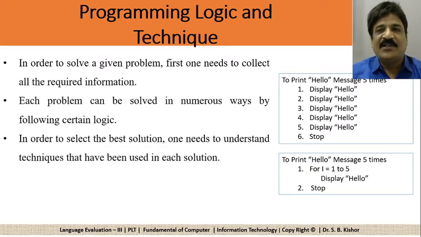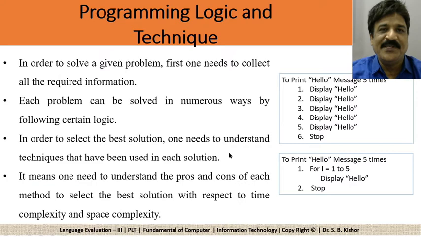Now assume that instead of 5, you want to print 50 times. Is it a good solution? Of course not. You need to understand the pros and cons of each method you provide, and only then select the best solution with respect to time complexity and space complexity. It means within a minimum time it should be able to solve your problem, consuming less space.